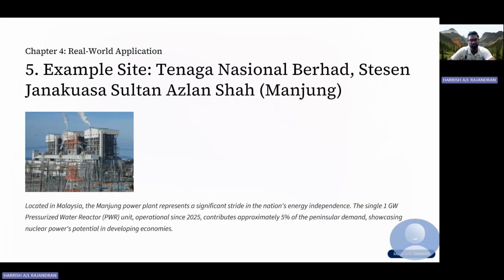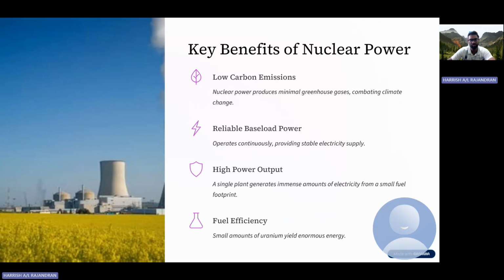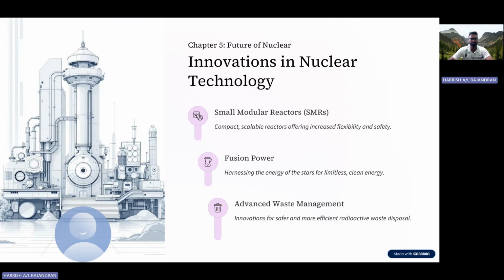An example site located in Malaysia is named Tenaga Nasional Berhad Station Jana Kuasa Sultan Azlan Shah in Manjung. Key benefits of nuclear power generators are low carbon emissions, reliable baseload power, high power output, and fuel efficiency.